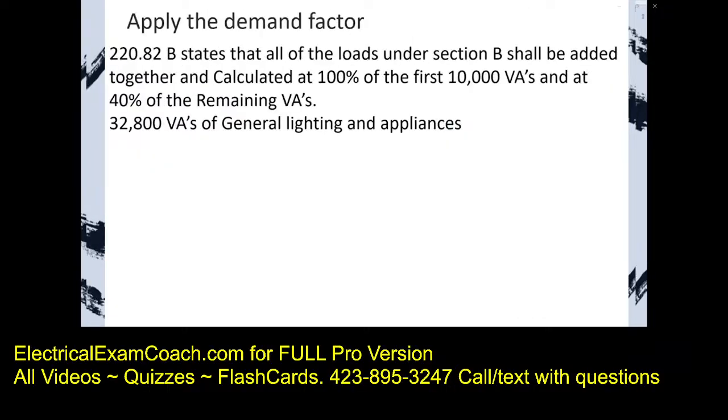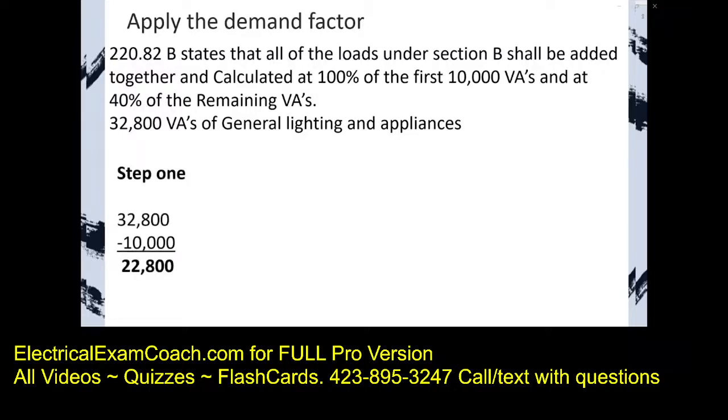Now that we've learned to take our 3 VAs per square foot and our 4,500, and then to take the nameplate of all the appliances, let's learn how to apply the demand factor to this portion of the calculation. It's super simple. You just total all that up and then apply one general demand factor. Let's get to it. Let's imagine we have this imaginary load of 32.8 of general lighting and appliances.